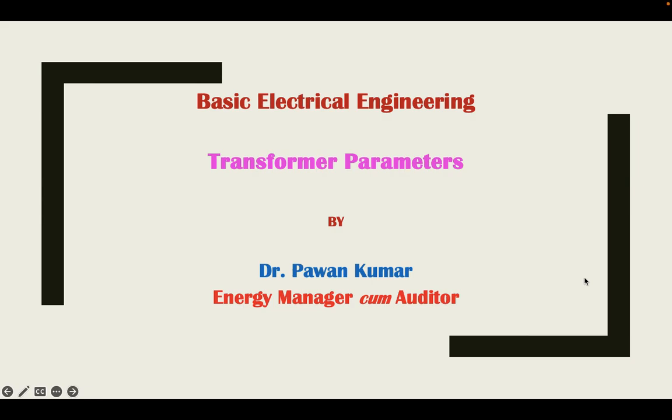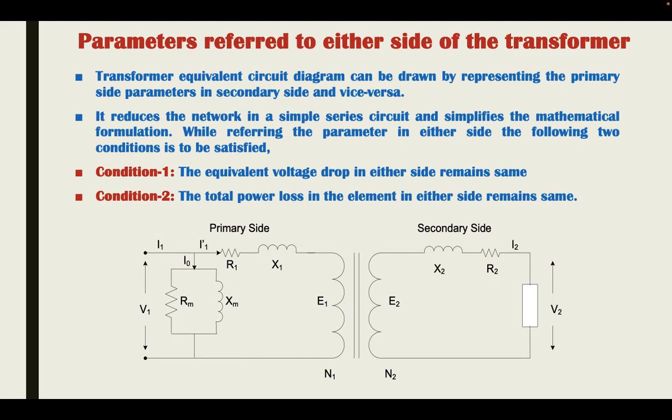We are going to discuss transformer parameters. Transformer parameters in the primary side as well as in the secondary side are represented separately. In the primary side, the parameters are R1, X1, RM, XM, E1 and N1, whereas the parameters in the secondary side are R2, X2 and E2. In the transformer, the voltage across the load is V2 when the current flowing in the circuit is I2.